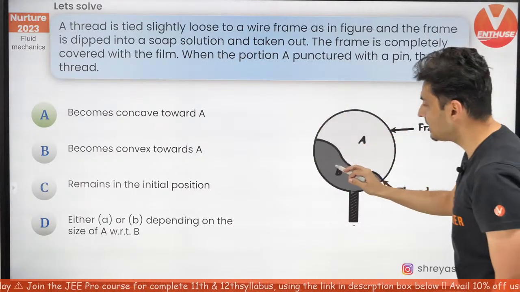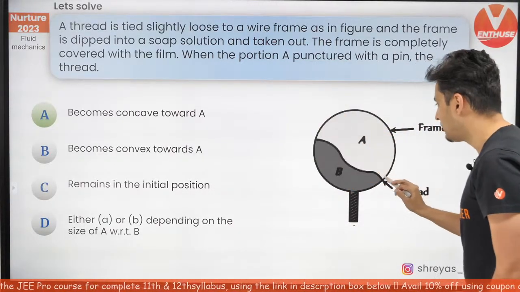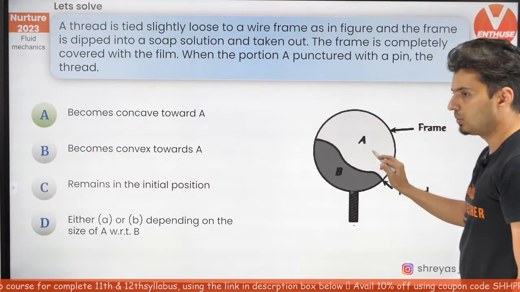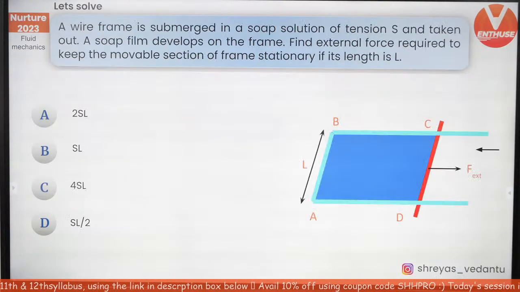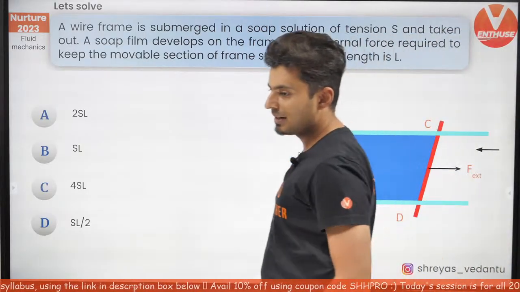If you had punctured B, then the thread would have gone like this. Then the thread would have gone like that. Okay? If you had punctured B. Okay? Fair enough. Moving on to the next question coming up on your screen.